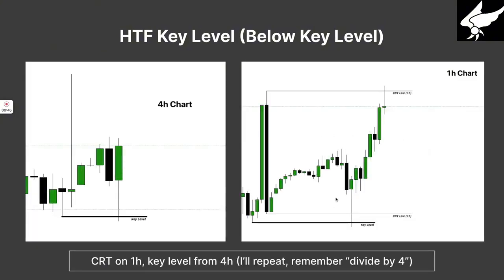So as I mentioned before, if the CRT is on the 1 hour, the key level is going to come from the 4-hour chart. Having a key level below or above or within your CRT from a higher time frame is key to achieving a high amount of success with CRT. This is what presents high probability CRT setups. They are not random. If your CRTs are not working when you're trying to execute, it is because you are not using key levels.